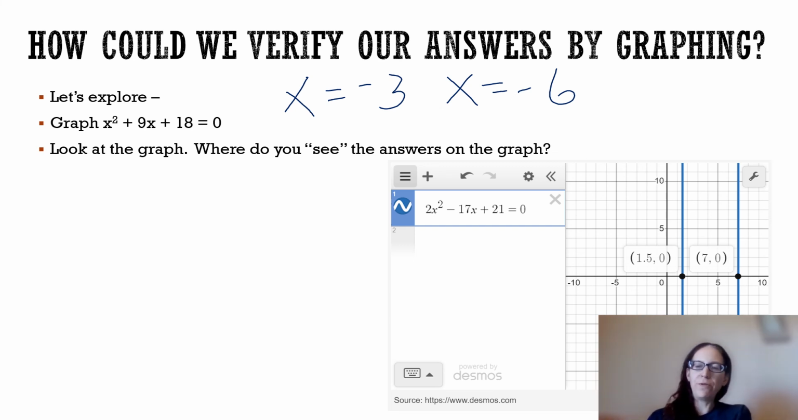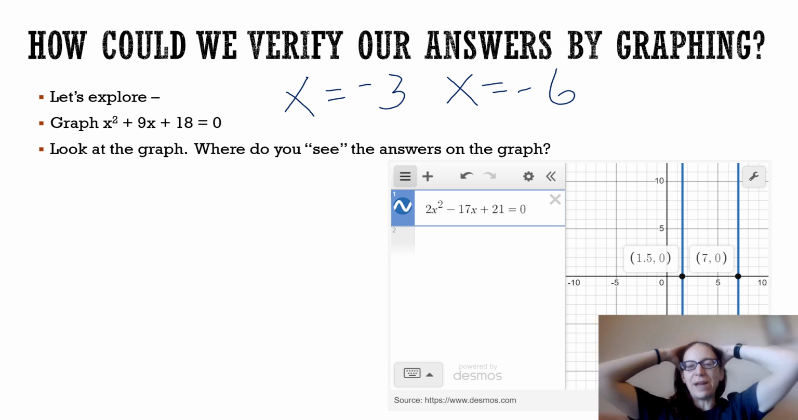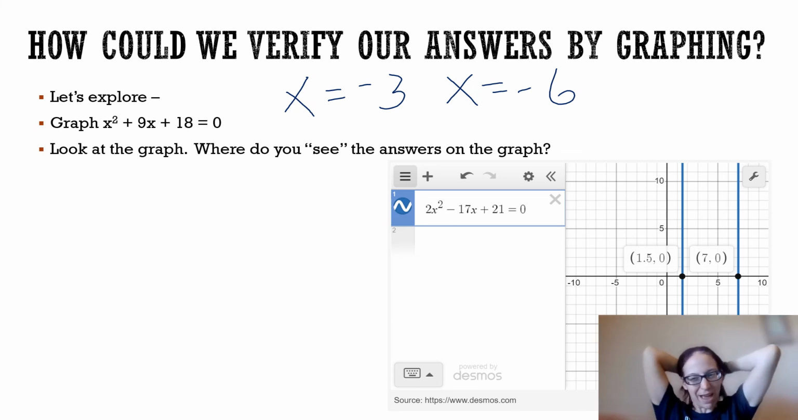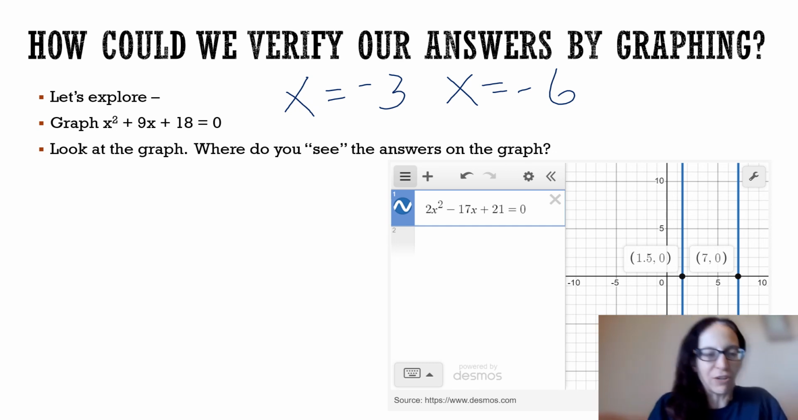Okay, what I hope you noticed is that they are located right there and right there. They are the x-intercepts of the parabola, and so you can see the negative 3 and the negative 6. Now, just because you see it one time does not mean that it always works. It could be a coincidence. You always want to keep that in mind. Is that something that just happened with this equation?